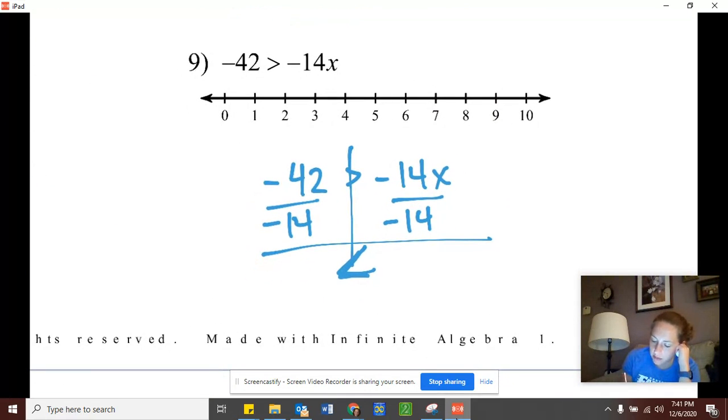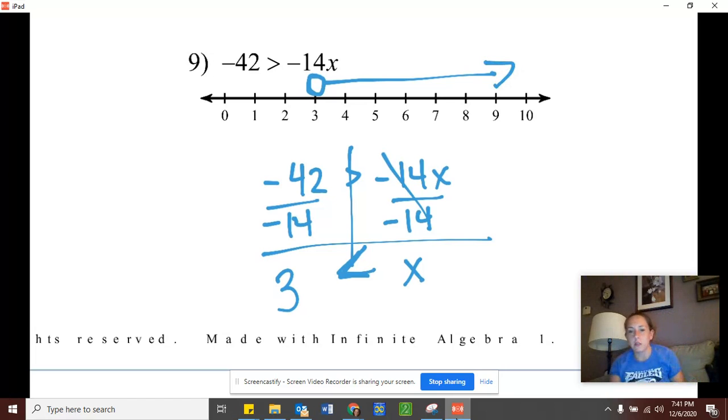Anyway, so these cancel and I bring down x, and this side becomes 3. So this time, my circle is open because there's no line under it. And since the mouth is eating the variable, all of my answers are bigger than 3, so to the right. Okay. So that's all we're starting with.